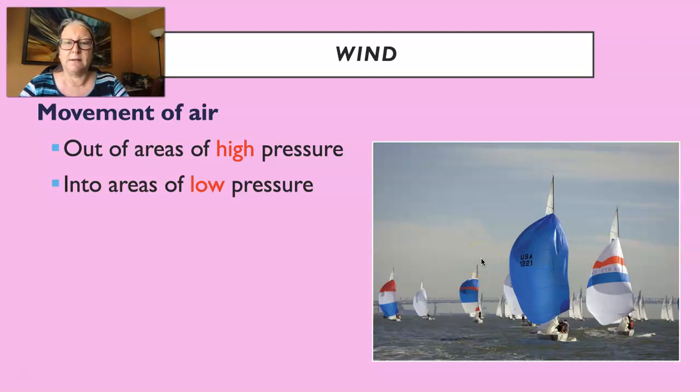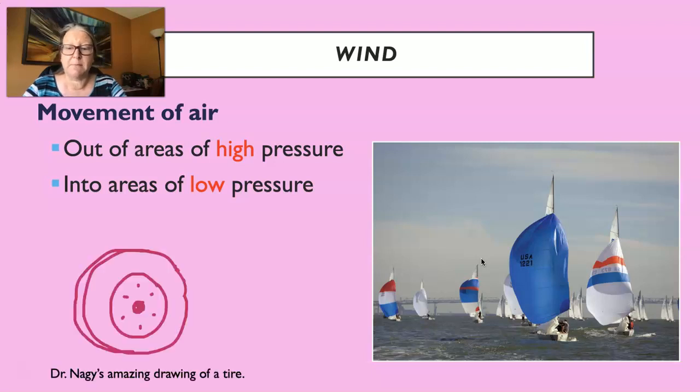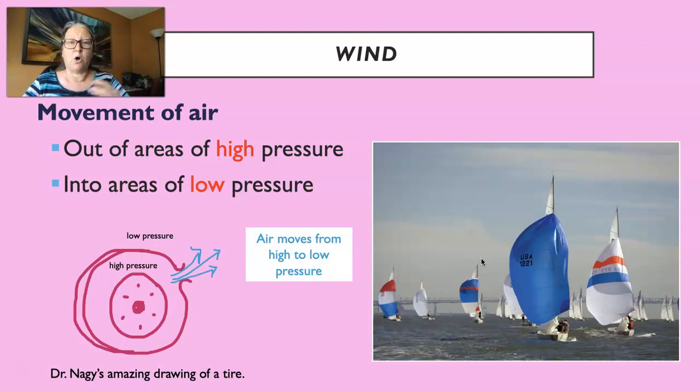Let's move on to wind. Wind is simply the movement of air from high pressure regions to low pressure regions. For example, here's my amazing drawing of a tire. And you pump up your tire to air pressures that are greater than the pressure outside, right? So you have high pressure in the tire compared to outside. Now, if you get a hole in the tire, wind that's created, the movement of air, is going to go from high pressure to low pressure, right? You wouldn't expect a hole in the tire and then air to go rushing in. So maybe this is one way to remember that wind always moves from high to low pressure.